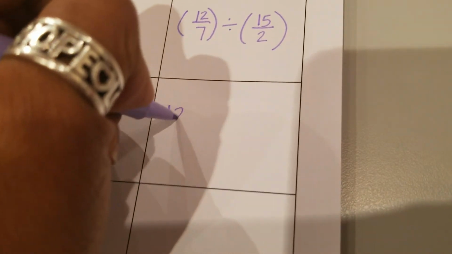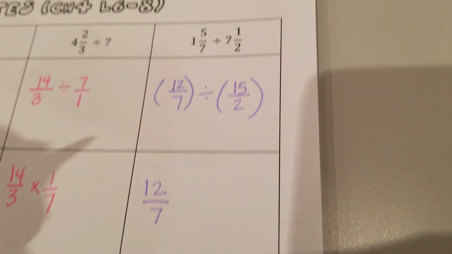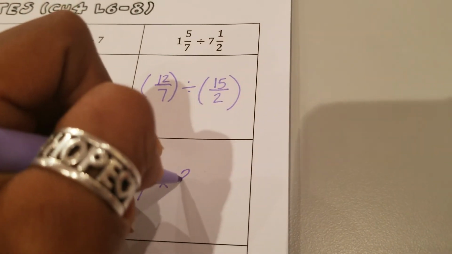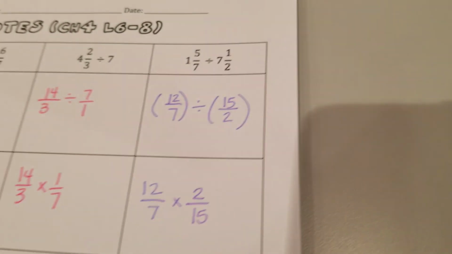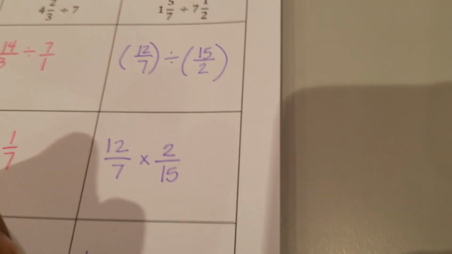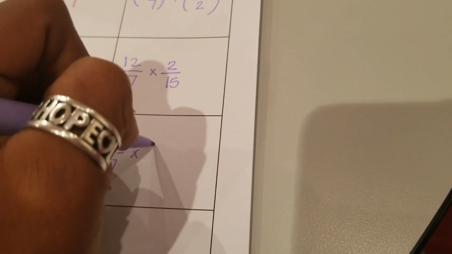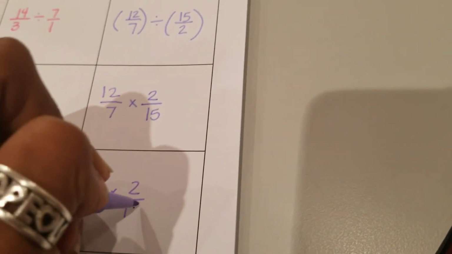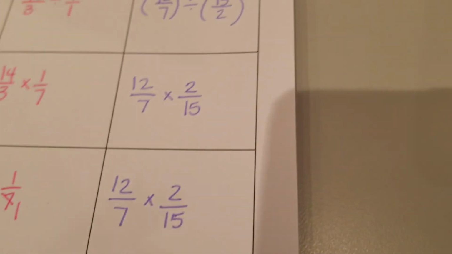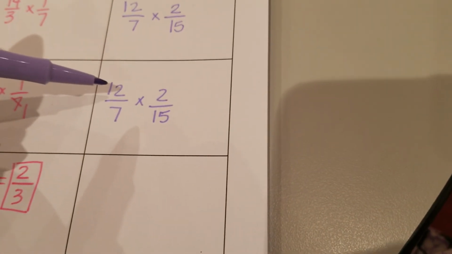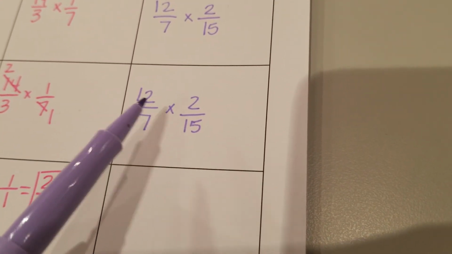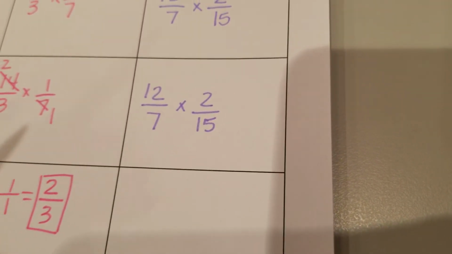So we keep our first fraction. We change our division to multiplication. And we flip the second fraction. So we're going to write down here. To divide before we multiply. Okay. We cannot divide 12 and 7, 2 and 15, but we can look at 12 and 15. They are both under the 3 column.